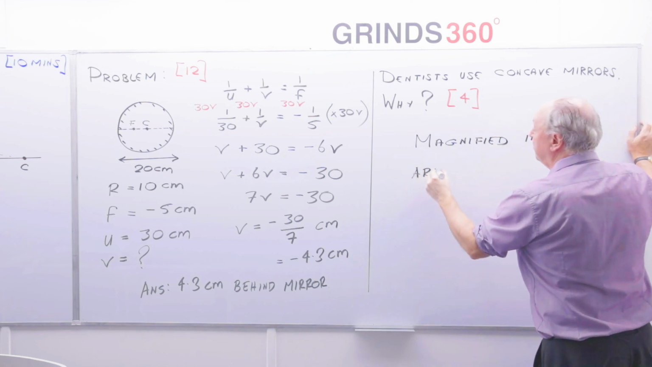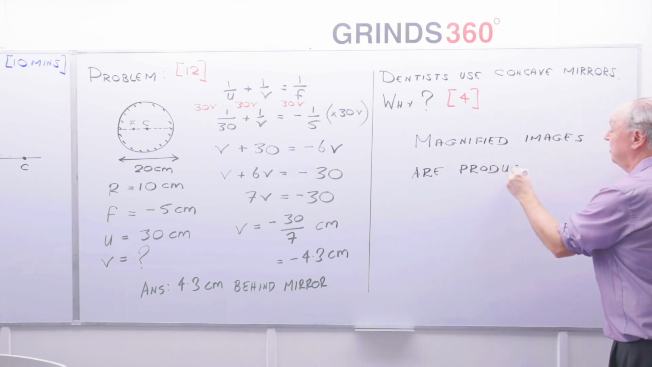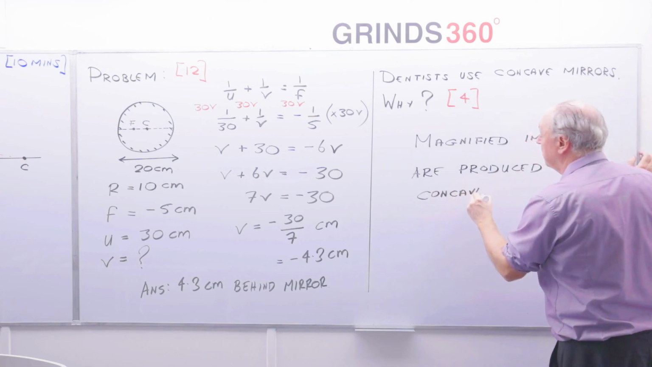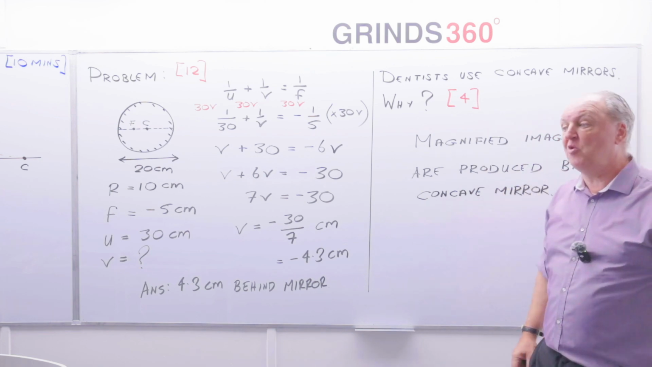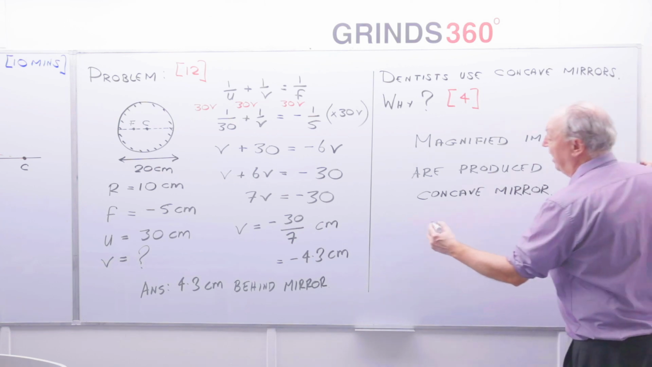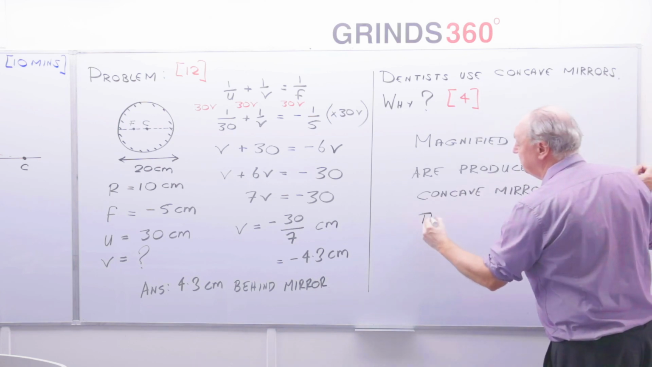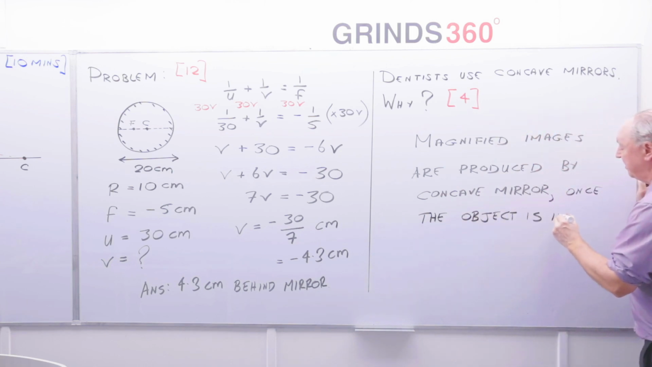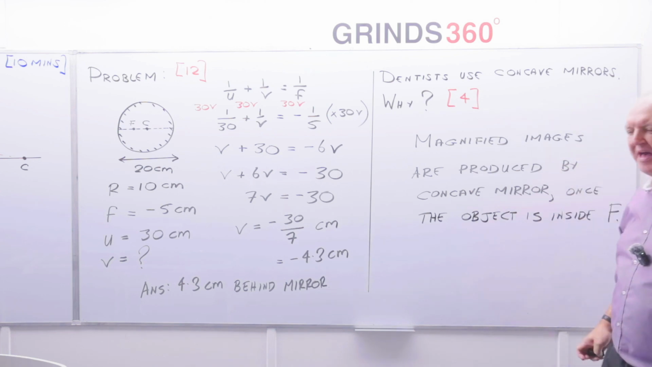So magnified images are produced. I always write it. Most times I try to write down a full sentence. Magnified images are produced by concave mirrors, as long as the object is inside the focus. They're asking me to explain why, so I'll say once the object is inside the focus. It's inside F, which is fine. So 4 marks for that.